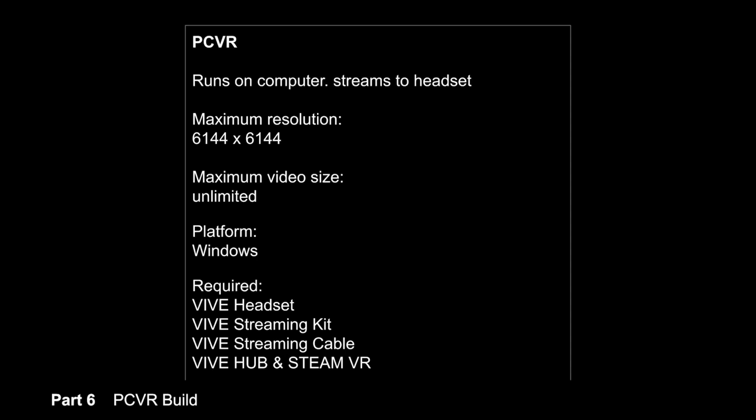We'll be building our program as a Windows PCVR application, meaning it runs on your computer using its disk and GPU, then streams to the VIVE headset via VIVE Hub and SteamVR. We chose PCVR over a standalone VIVE application for two key reasons: a higher maximum resolution of 6K compared to the standalone 5K cap, and no video file size limit compared to the standalone's 2GB limit. Both advantages make PCVR superior for viewing large, high-resolution 360 videos.